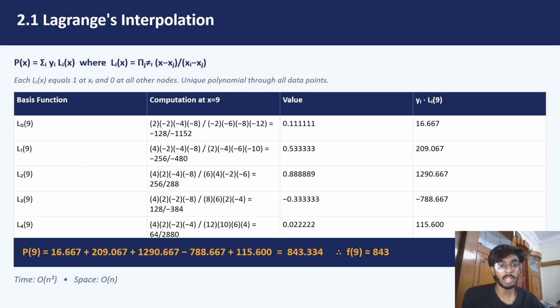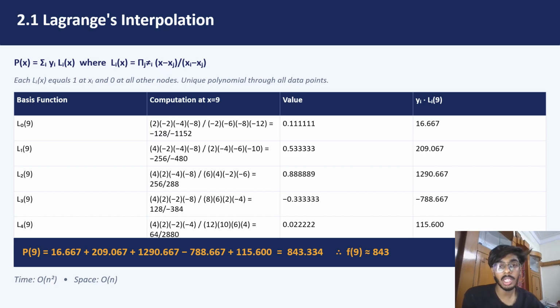So first of all, we will calculate everything for each value. We will calculate p of x, which is the summation of y_i l_i(x), where l_i(x) is the product over j not equal to i of (x minus xj) divided by (xi minus xj). We'll perform this and create a table for every Lagrange point.